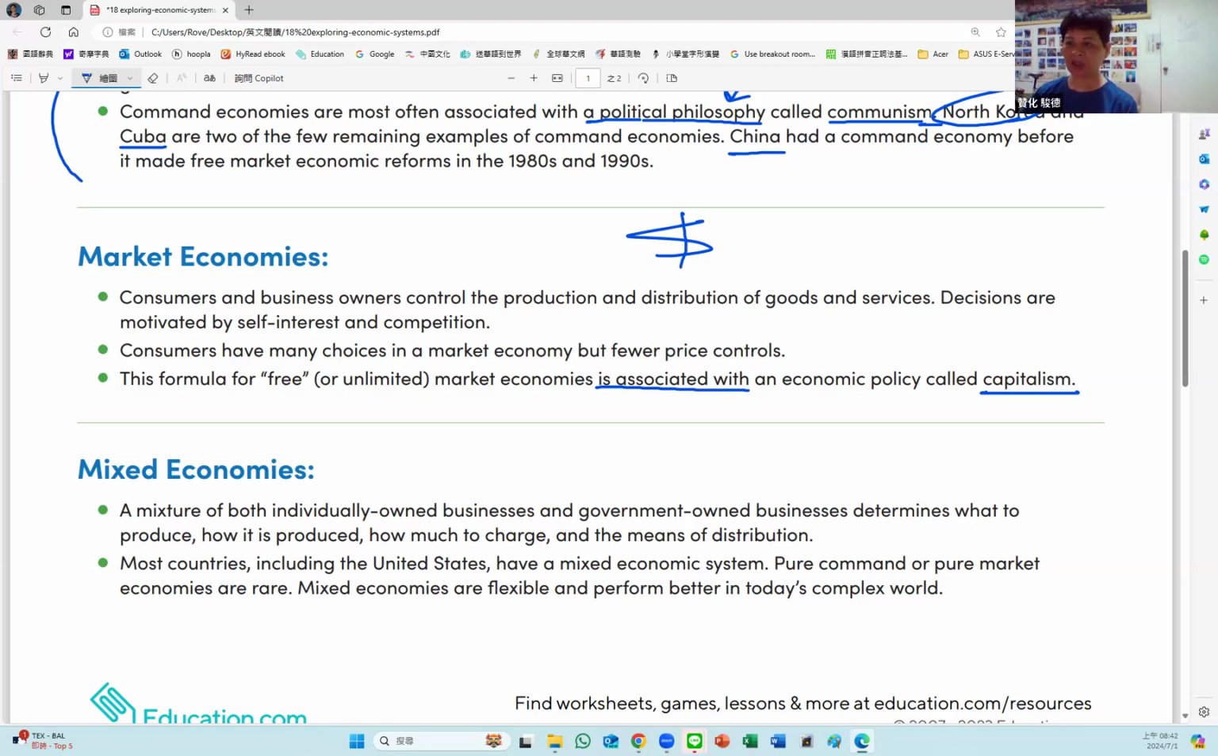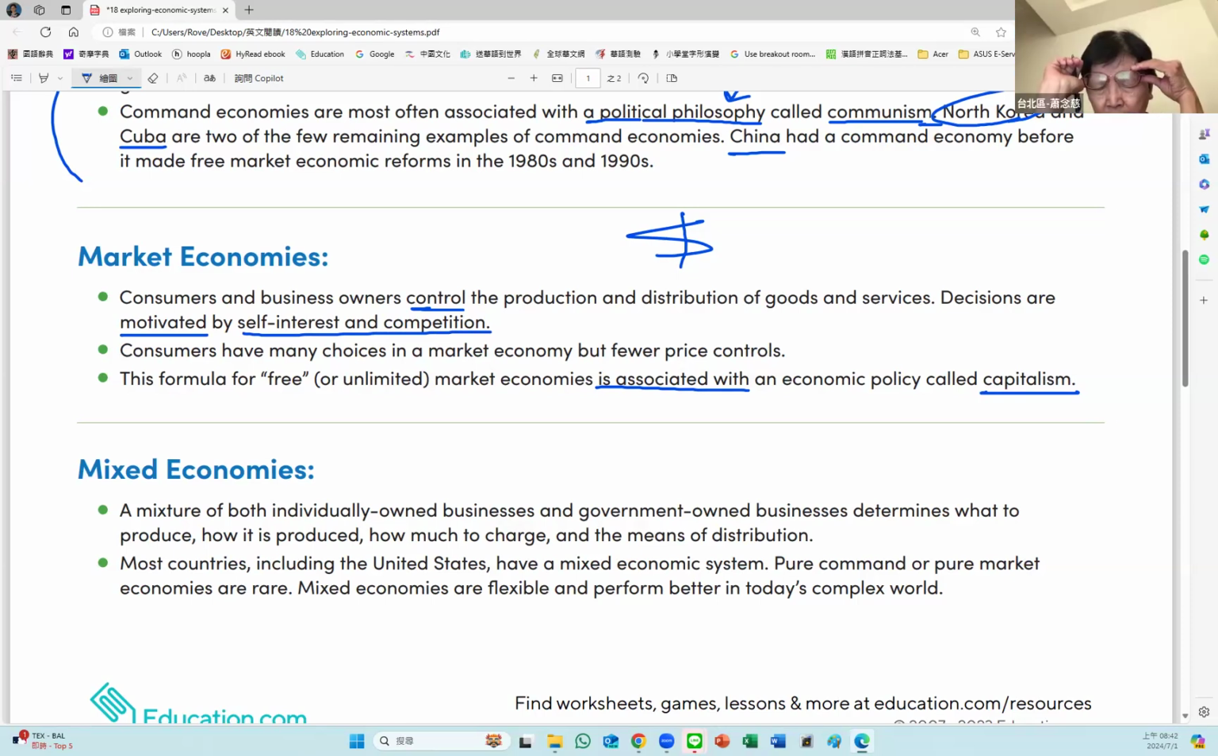You need money. Okay, so consumers and businesses control the production. So if you need something and people can provide that to you, you can exchange. I get the service and you give me money. I give you money and you give me the services. Okay, all right. So decisions are motivated by self-interest and competition. If there are many goods for only one buyer, the buyer can choose. If there are many buyers for only one good to sell, the person who provides the service can make decisions.